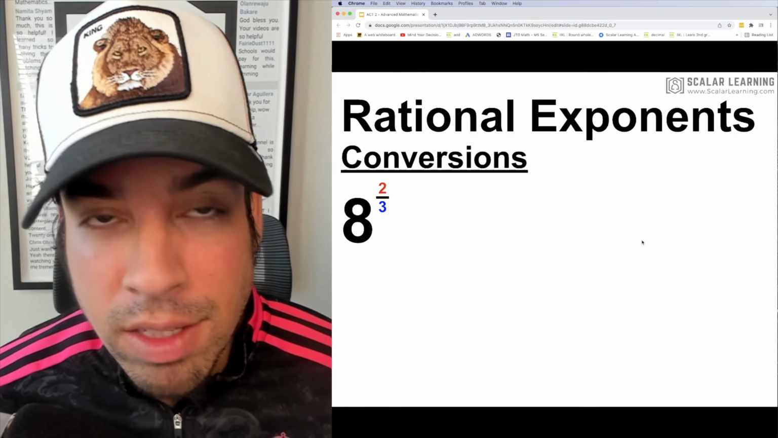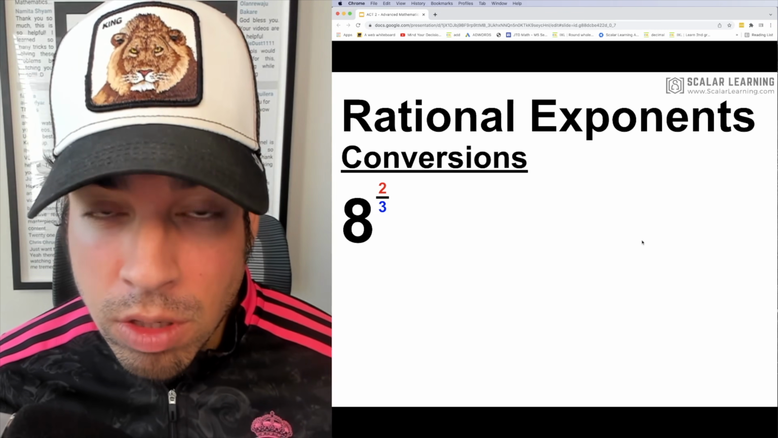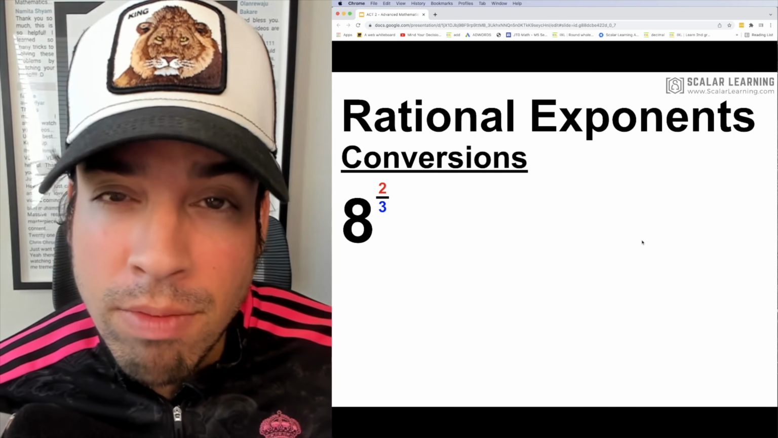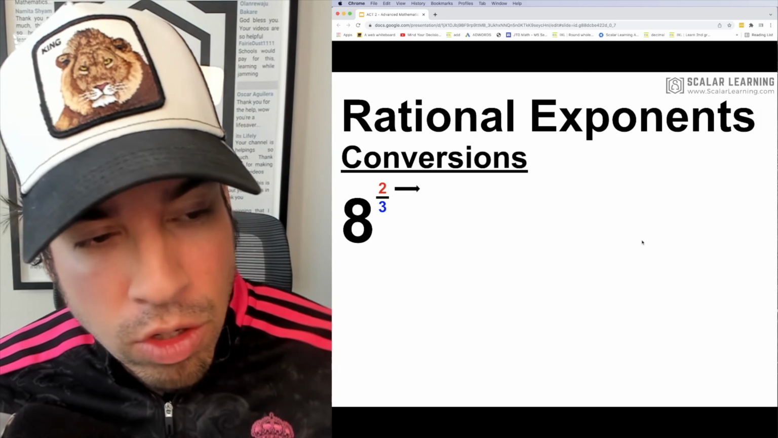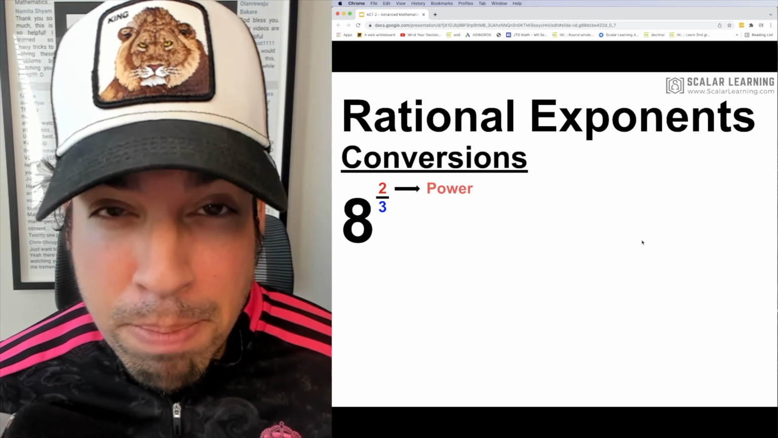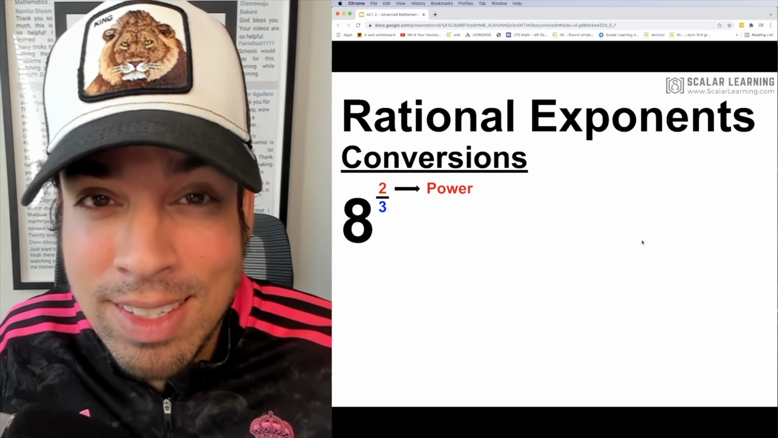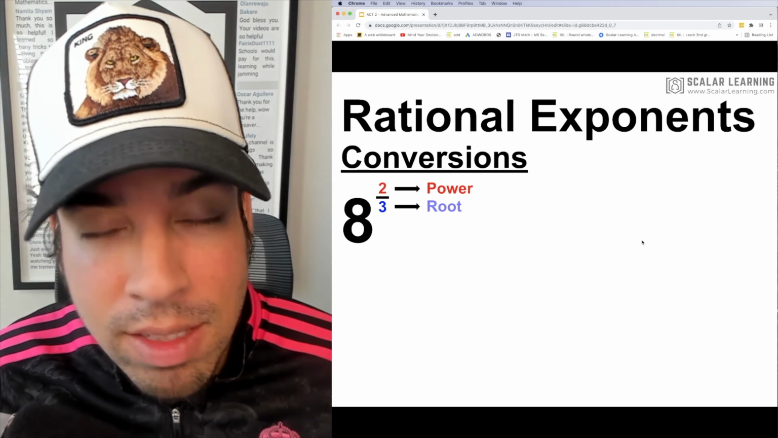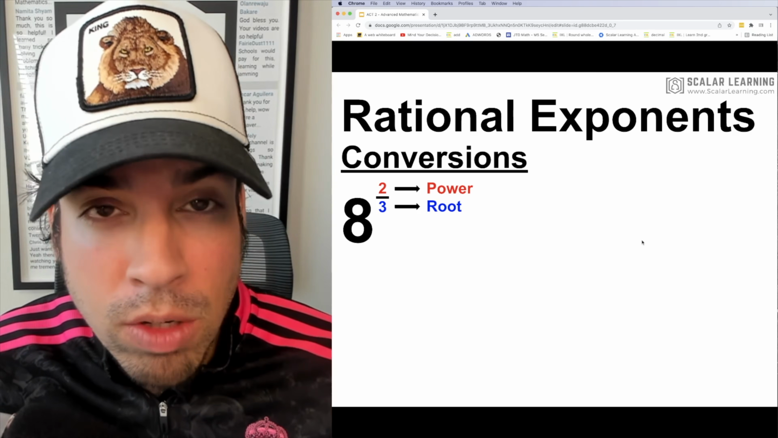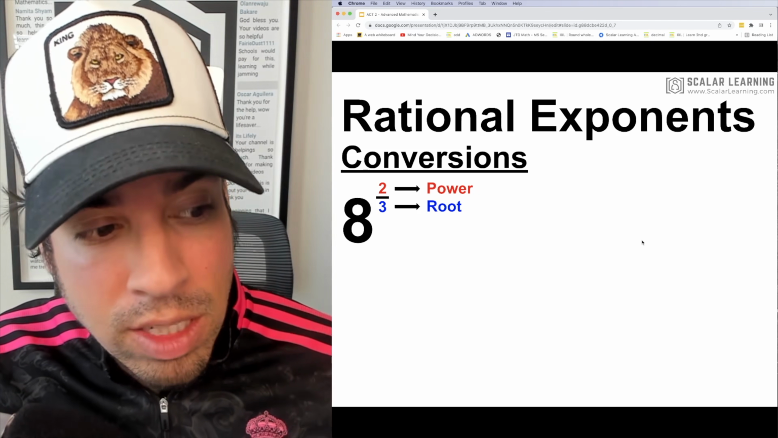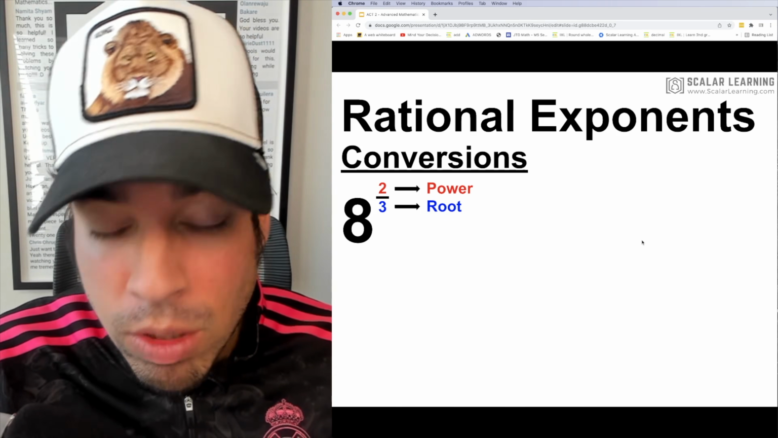Let's say we have 8 to the 2/3 power. So it's important to know what each component of that fraction means. For example, the numerator, the 2, is actually the power. It's like 8 to the 2nd power, and that 3 is the root. So that means the cubic root. So we're simultaneously squaring and then taking a cubic root of this number.